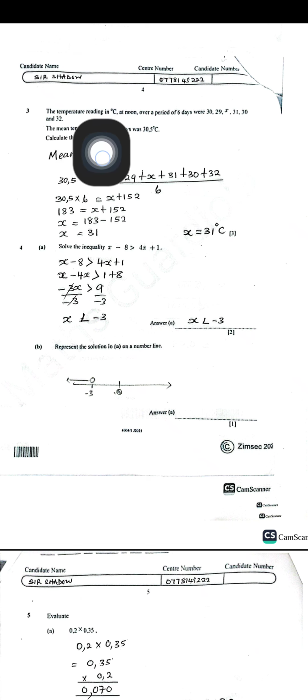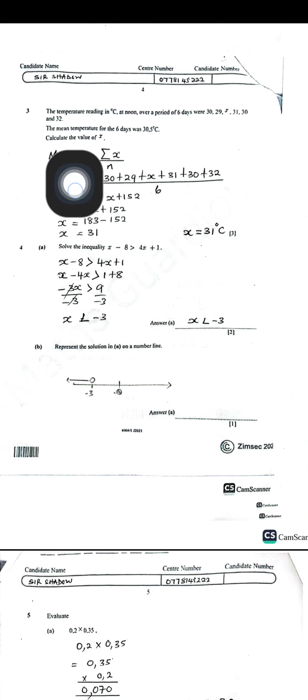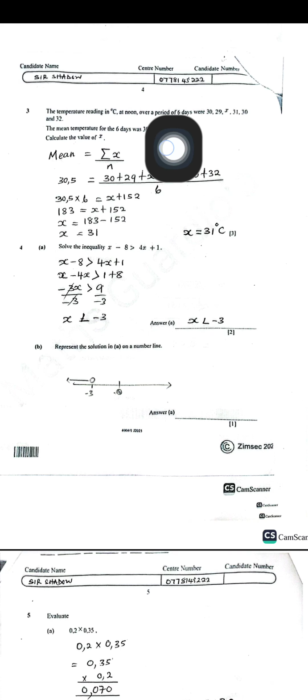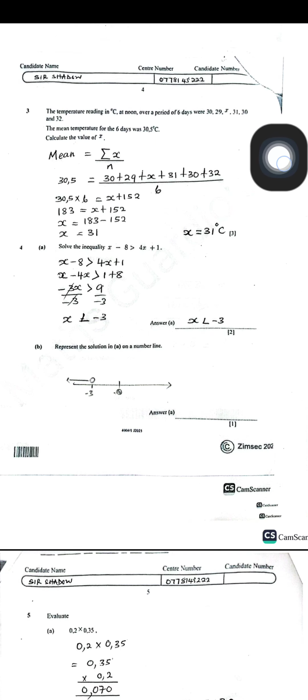All right, then let's consider question number 3 as we are given. The temperature readings in degrees Celsius at noon over a period of 6 days were 30, 29, x, 31, 30, and 32. Then we were told that the mean temperature of the 6 days was 30.5 degrees Celsius. We are given the mean of these temperature readings, which is 30.5 degrees Celsius. The question is saying calculate the value of x.